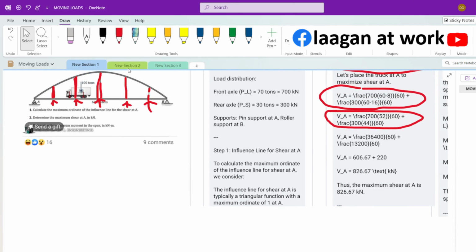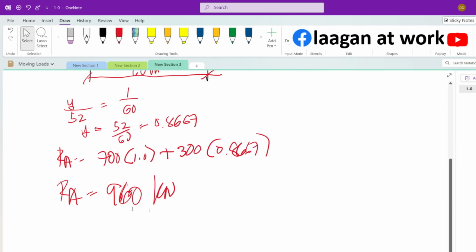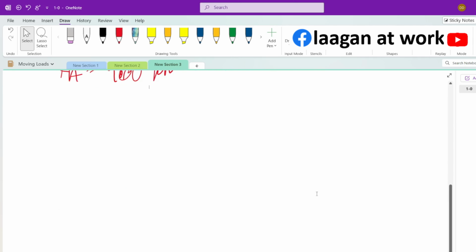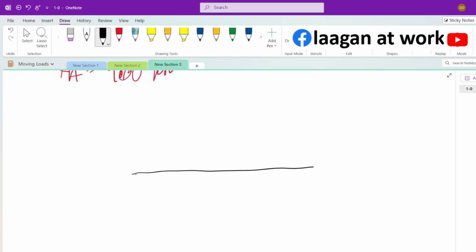Now, if you follow this calculation, no wonder the bridge would collapse. Because if you only design the bridge to support 826 for the shear at A, where your actual shear should be 960 kilonewton. Now, even if we do the summation of moments, it should arrive at the same answer. So again, you will position the load, the biggest axle at support.